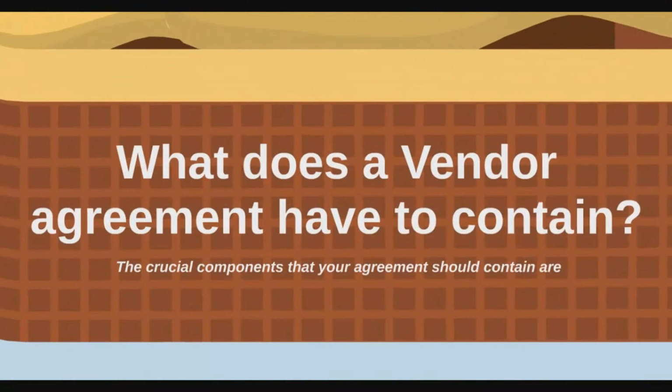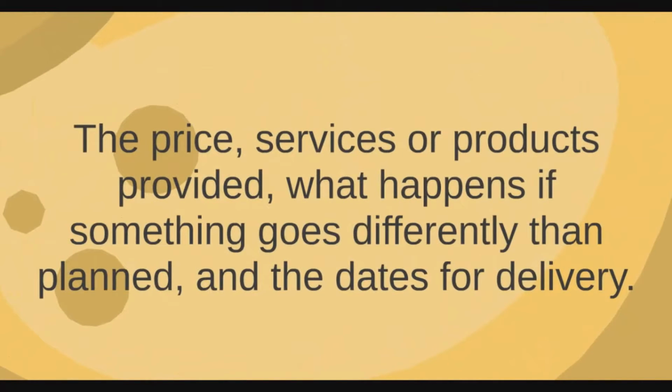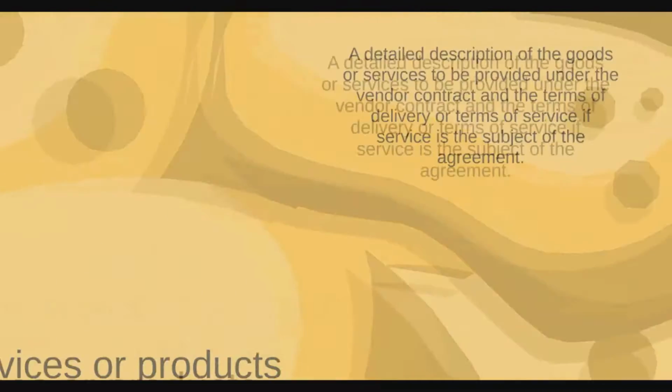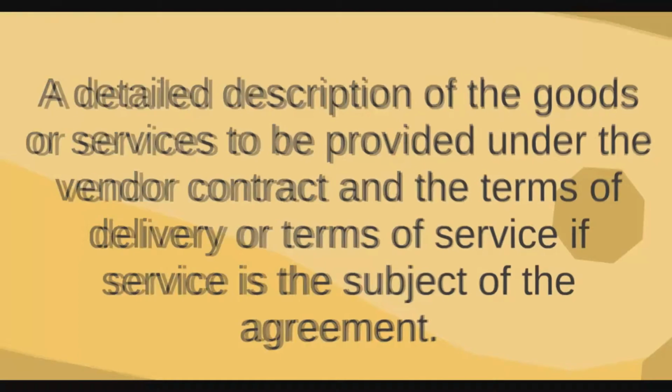What does a vendor agreement have to contain? The crucial components that your agreement should contain are the price, services, or products provided, what happens if something goes differently than planned, and the dates for delivery. A detailed description of the goods or services to be provided under the vendor contract and the terms of delivery or terms of service if service is the subject of the agreement.